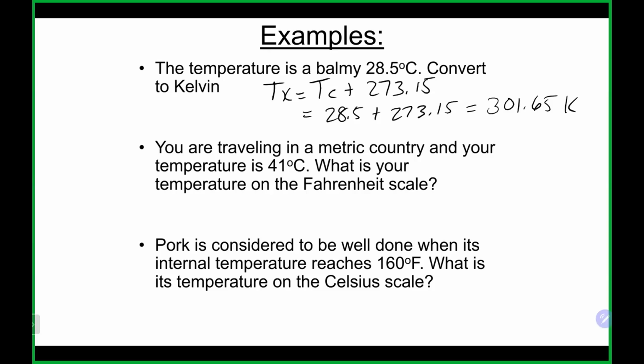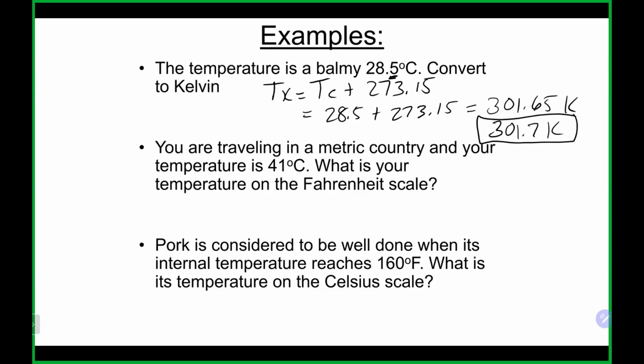301.65 Kelvin. Again, as we talked about in terms of our answer here, we're just doing temperature to temperature conversion. Our original number went to 1 decimal place. So again here, we actually would want to take this to 1 decimal place. So that's going to give us 301.7 Kelvin in this case. Any questions on that one there?